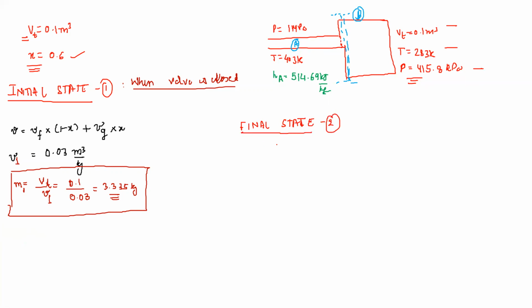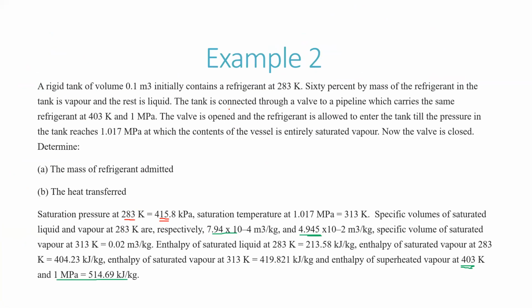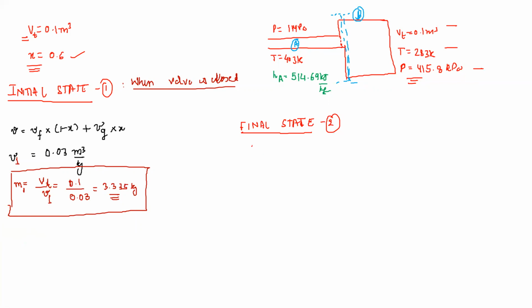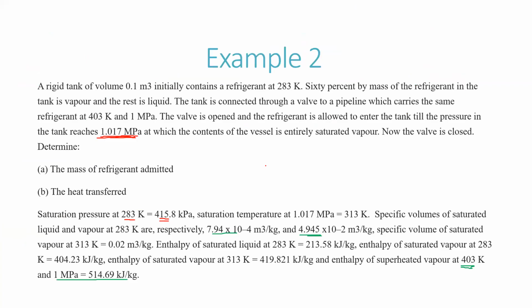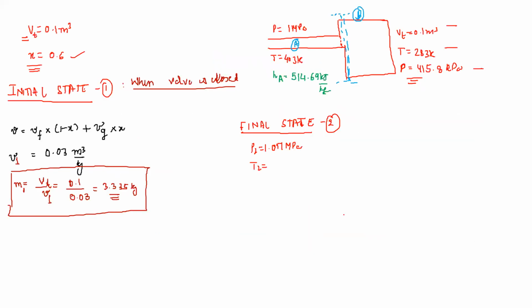So in the final state, the tank is connected through the hole, the valve is opened, and the refrigerant is allowed to enter the tank till the pressure reaches 1.017 megapascal. So over here, the pressure is 1.017 megapascal, and since the contents are all saturated vapor, the temperature is equal to the saturation temperature at 1.017. So that is 313 Kelvin.